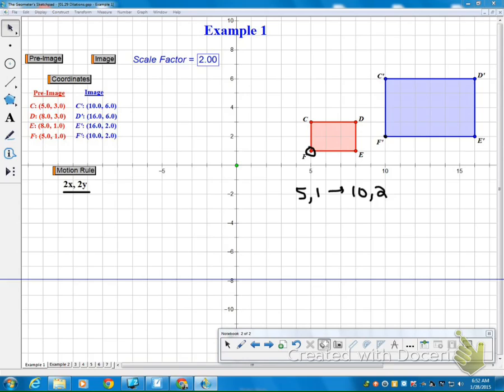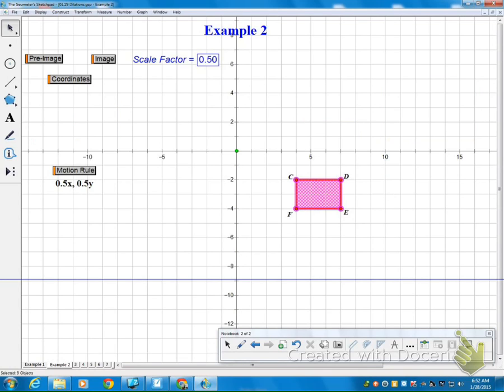So that's an enlargement. Let's take a look at a reduction here. Here our scale factor is 1/2 or 0.5. So I already know my scale factor is less than 1, so my shape should be getting smaller than its original shape. If we look at our motion rule, I multiply both of these by 0.5. Let's take a look at point C. Point C is at the coordinates 4, -2. So I'm going to multiply this by a scale factor of 1/2. That means my new coordinates should be 2 and -1.